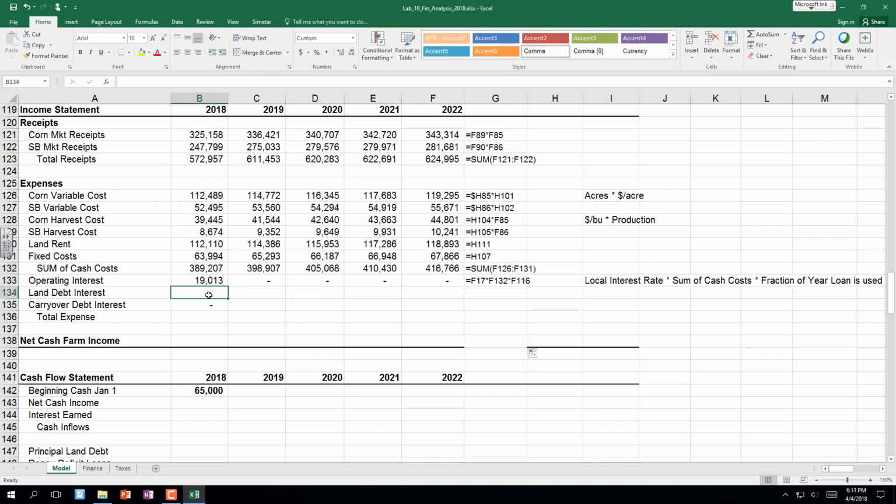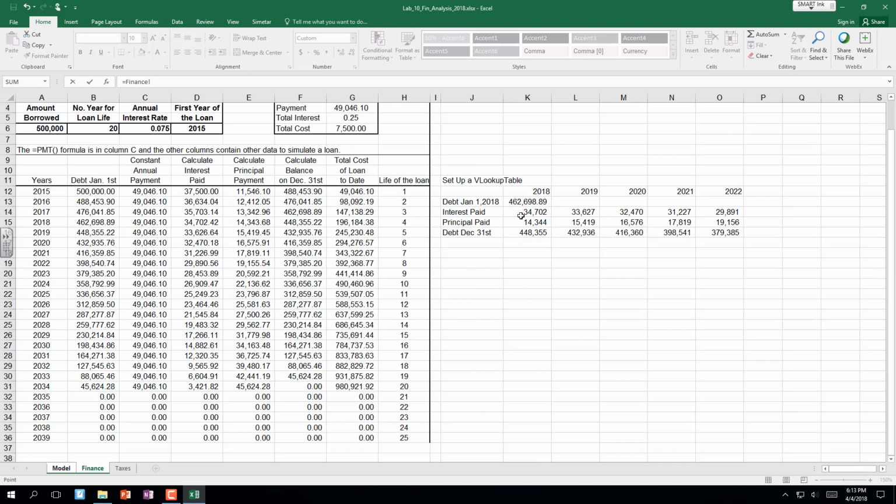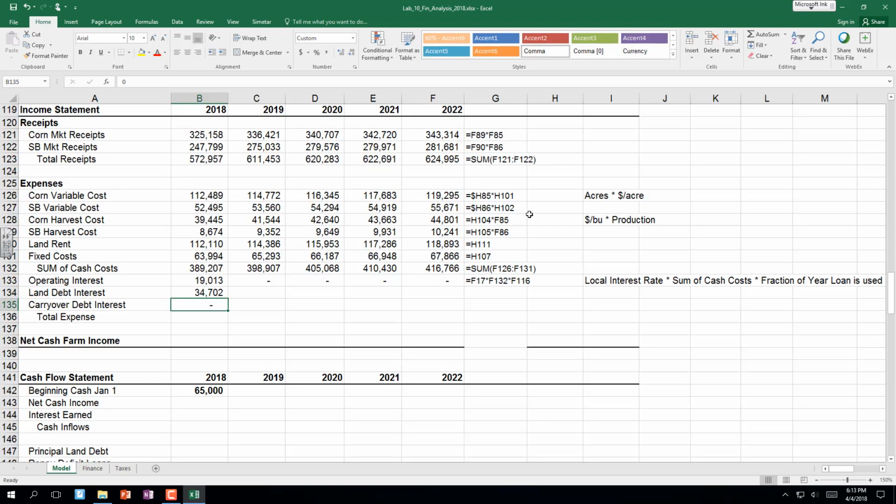Land debt. Now we have to pay interest on that, and one way we actually calculated it, didn't we? So let's go equal, go over to finance, and there's that interest in 2018. It happens to be in K14, isn't it? So I can bring that over as land interest, or the debt from the land interest. It says it's in the finance worksheet.